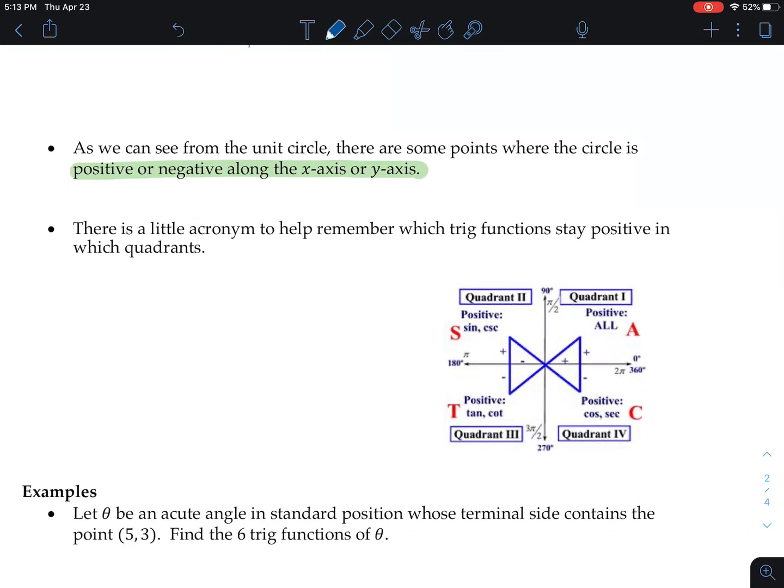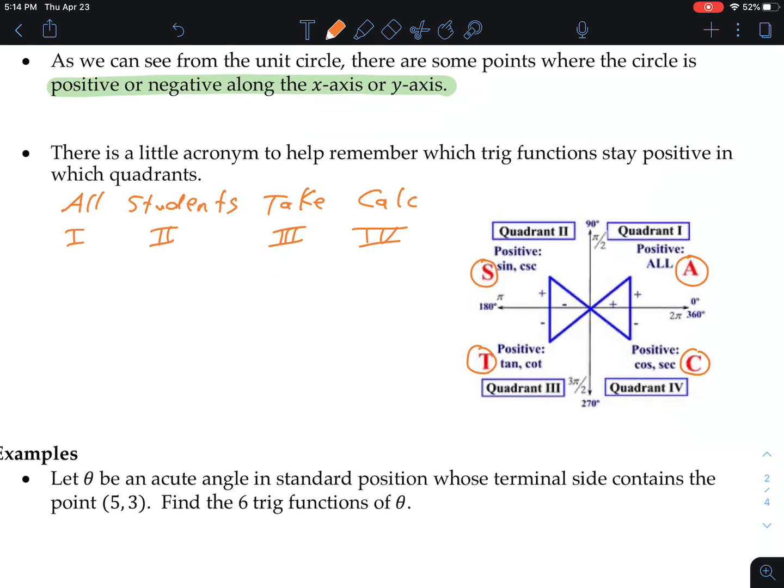And there's a little acronym to help us remember that. That acronym is All Students Take Calculus. All Students Take Calculus, and that's related to the quadrants: quadrant 1, 2, 3, 4. You could say anything you wanted to remember. ASTC, it could be anything you want. If you were in Dr. Summers' class, you can say, And Summers Teaches Calc. Whatever you want to say, something to help you remember it.